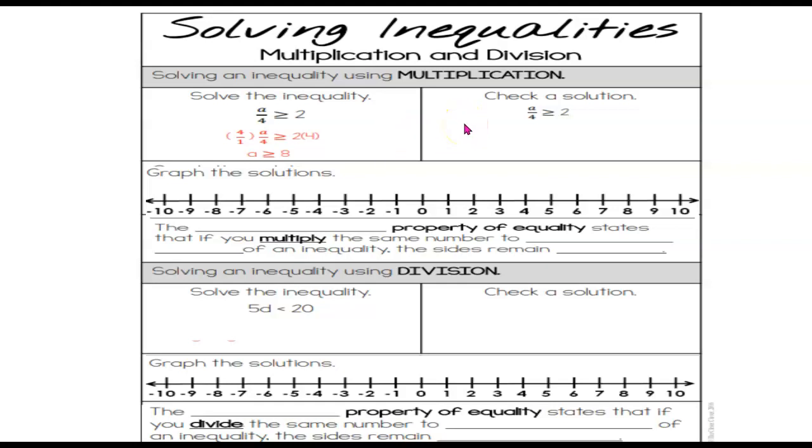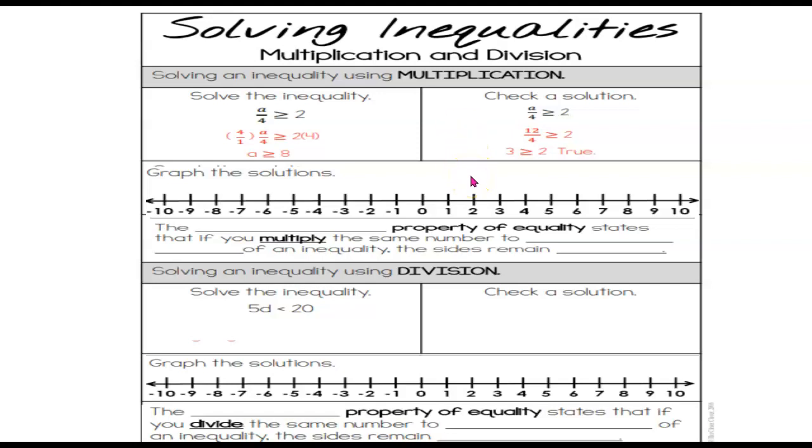So let's check our solution. Let's replace a with 12. 12 divided by 4 should give us a number greater than or equal to 2. 12 divided by 4 is 3, and 3 is greater than or equal to 2.